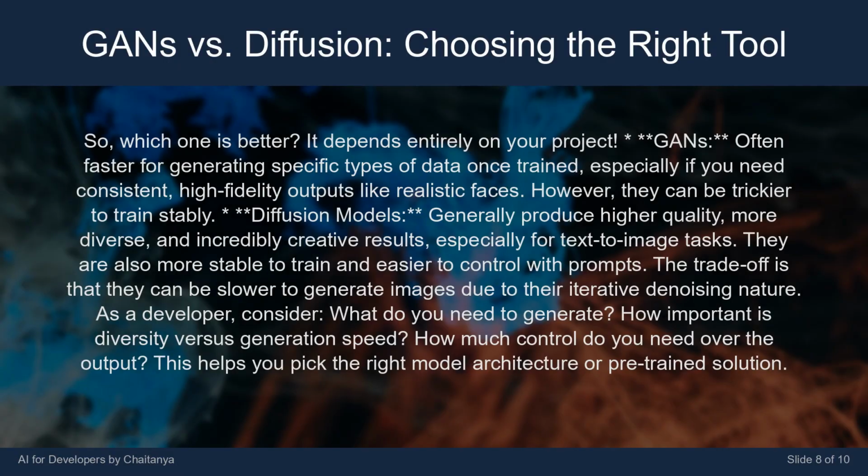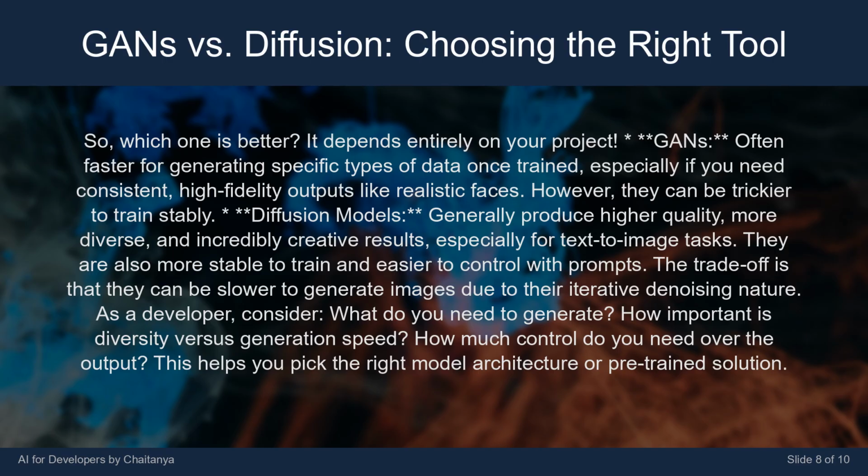So, which one is better? It depends entirely on your project. GANs are often faster for generating specific types of data once trained, especially if you need consistent, high-fidelity outputs like realistic faces. However, they can be trickier to train stably. Diffusion models generally produce higher quality, more diverse, and incredibly creative results, especially for text-to-image tasks. They are also more stable to train and easier to control with prompts. The trade-off is that they can be slower to generate images due to their iterative denoising nature.